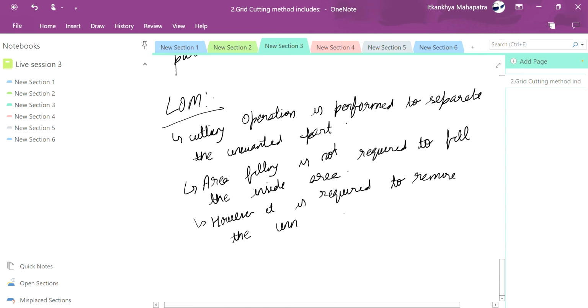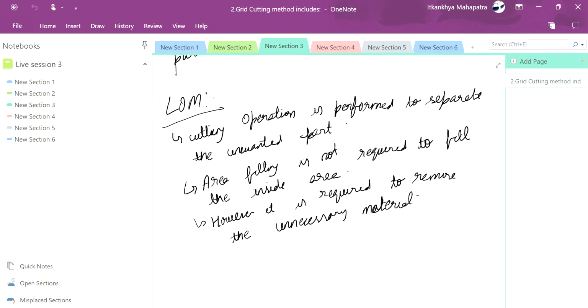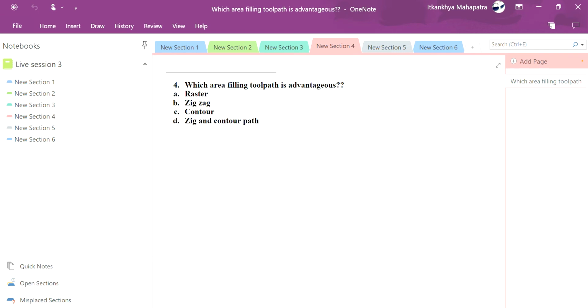Now moving on to the next question, where we'll be discussing the area filling path. Which area filling path is advantageous? We have different area filling paths, as we already discussed: raster, zigzag, contour, zigzag and contour, continuous, hybrid. Out of these, which is better?